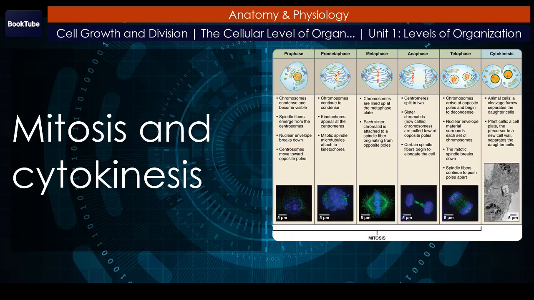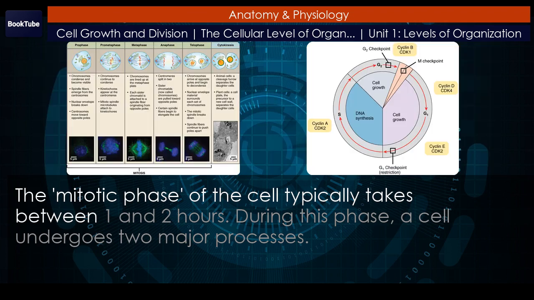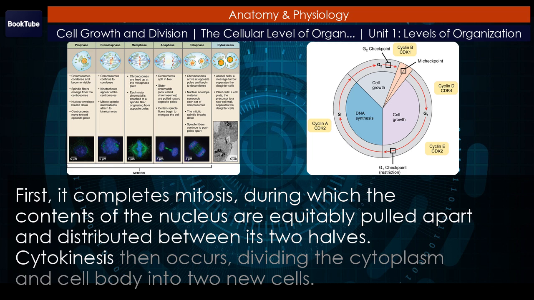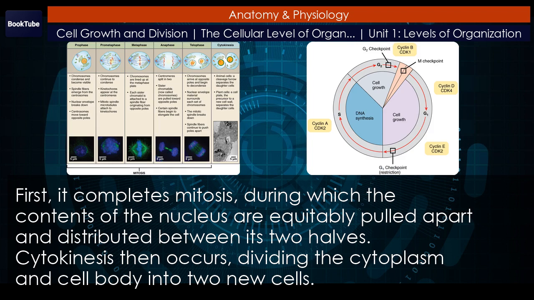Figure 2. Mitosis and cytokinesis. The mitotic phase of the cell typically takes between 1 and 2 hours. During this phase, a cell undergoes two major processes. First, it completes mitosis, during which the contents of the nucleus are equitably pulled apart and distributed between its two halves. Cytokinesis then occurs, dividing the cytoplasm and cell body into two new cells.